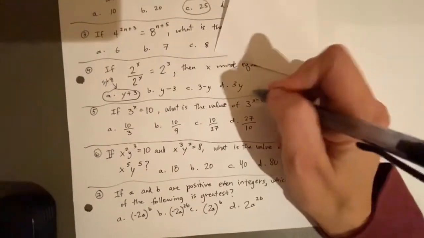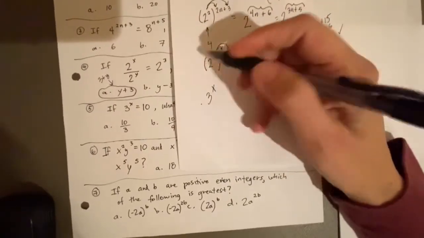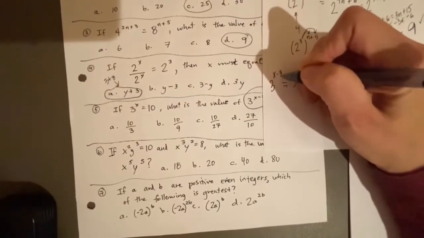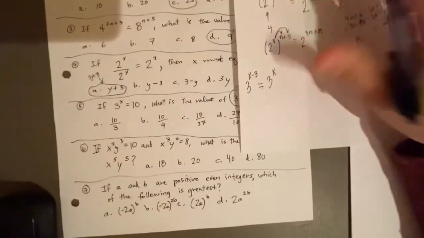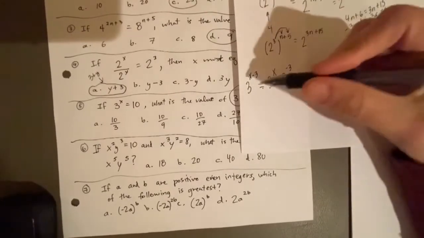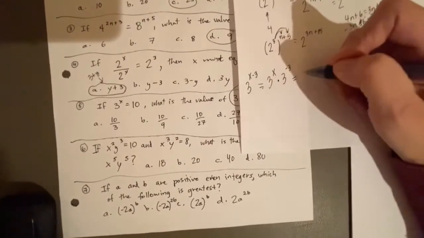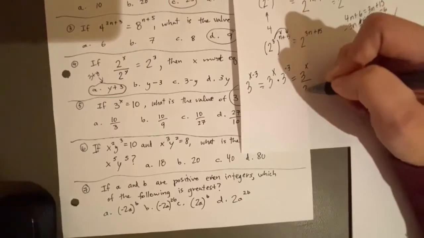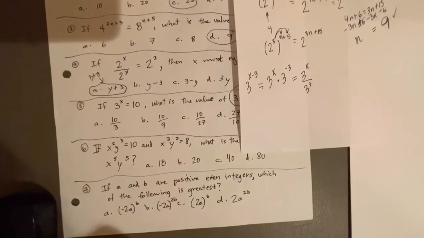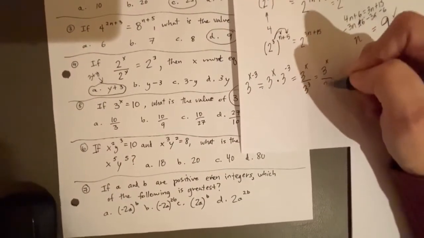So what is this, right? Well, wouldn't this 3 to the power of x minus 3 be the same as 3 to the power of x times 3 to the power of negative 3? Isn't this equal to that? Also, isn't this equal to that? Do we see that?